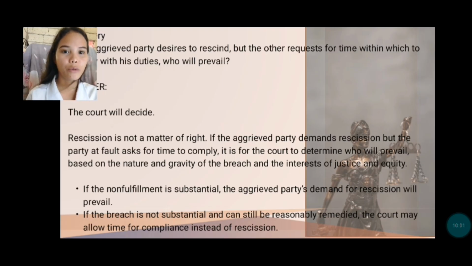It is for the court to determine who will prevail, based on the nature and gravity of the breach, and the interest of justice and equity. If the fulfillment is substantial, the aggrieved party's demand for rescission will prevail. If the breach is not substantial and can still be reasonably remedied, the court may allow time to comply instead of rescission.